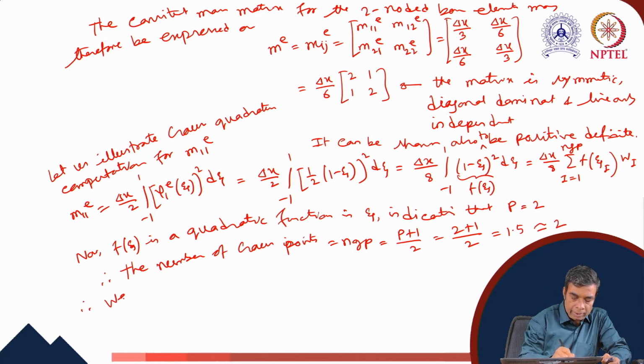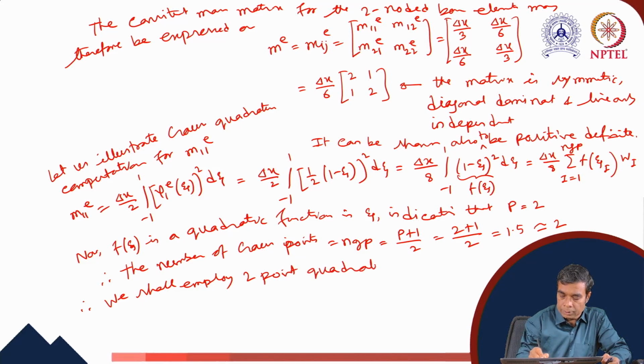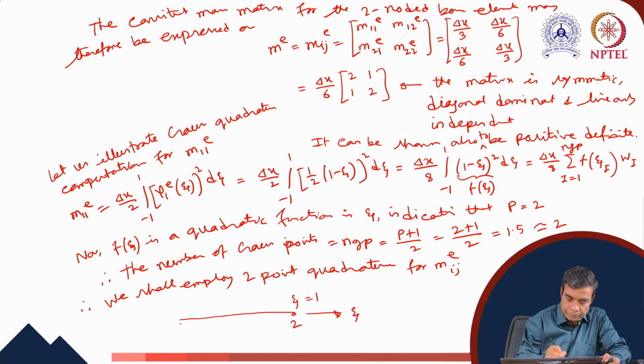Therefore, we shall employ 2-point quadrature for the M_ij^e terms. Now, here, this is our master element. So this is xi. This is xi equals 1, local node 2. This is local node 1, xi equals minus 1. This is the origin of the coordinate system. This is xi equals 0.